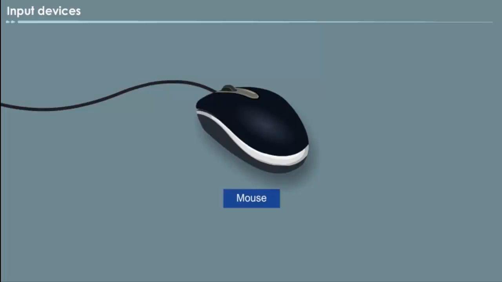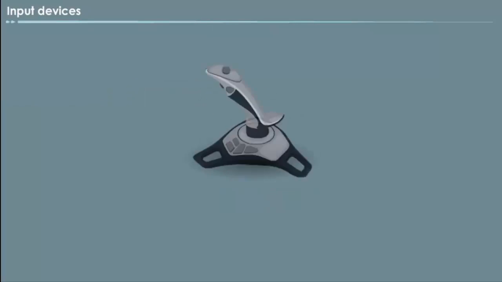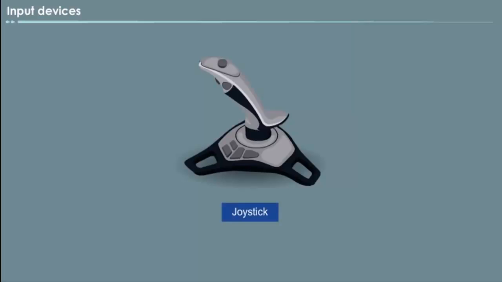Mouse, that is a pointing device. In computers, the mouse is used as a control pointer. Generally, the mouse has two buttons. The left one is used to select objects and text, and the right one is used to access the menus. Joystick. Joystick is a pointing device which is used to move the cursor position on a monitor screen.